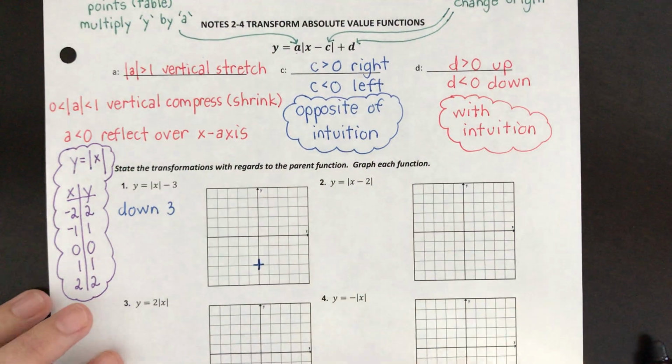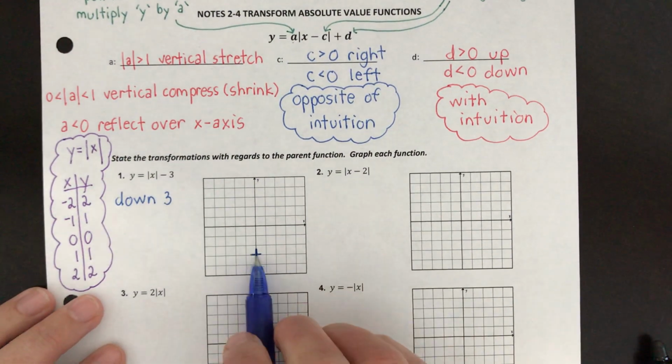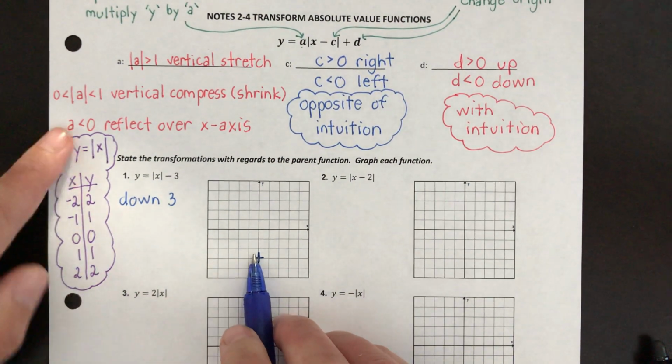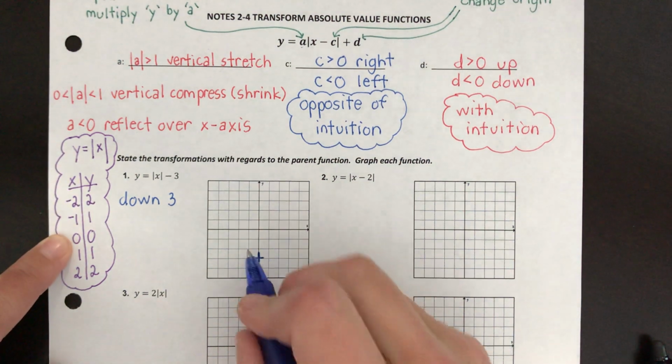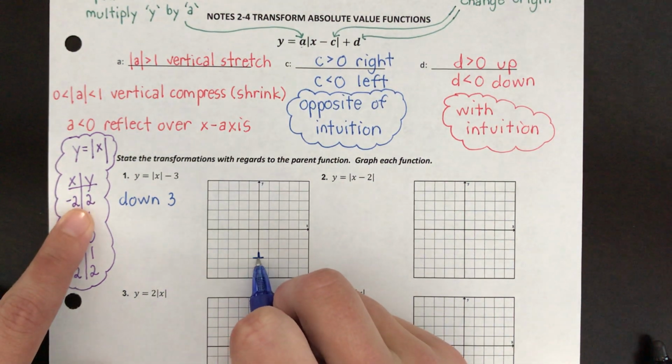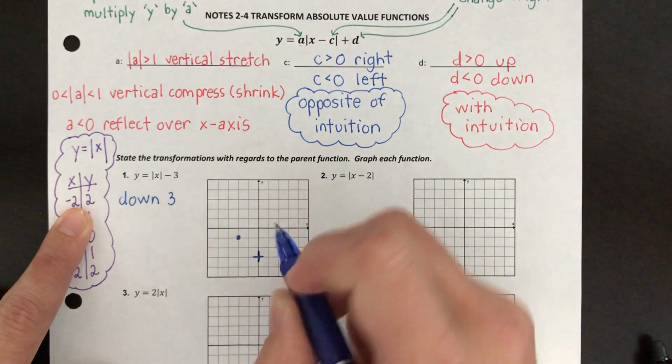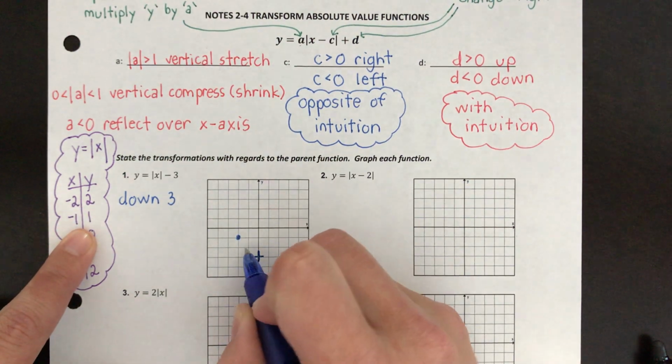It's a plus sign, okay? That's my new origin. From my new origin, I'm going to simply graph my original parent function points. So from here, I'm going to go left 2, up 2. From my new origin, I'm going to go left 1, up 1.